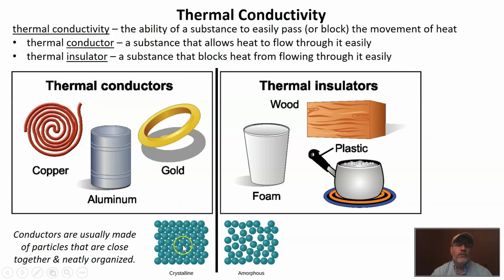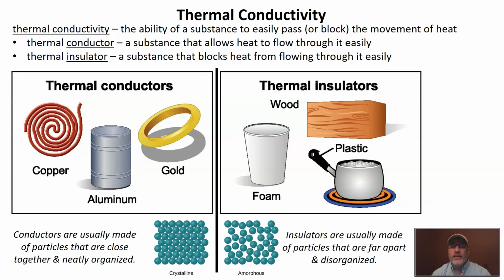Well, it really boils down to what's going on with the atoms. Thermal conductors are usually made of particles that are very, very close together. Remember, conduction is all about collisions, so when those particles are close together, it's easier to have these collisions. You may notice in this picture that the atoms are also organized very neatly, in rows and columns. This also aids in a substance being able to conduct heat. All metals are typically what we call crystalline, and this is what the atoms look like in a metal.